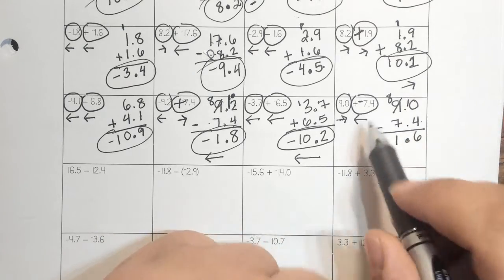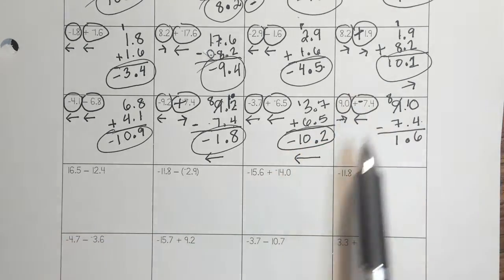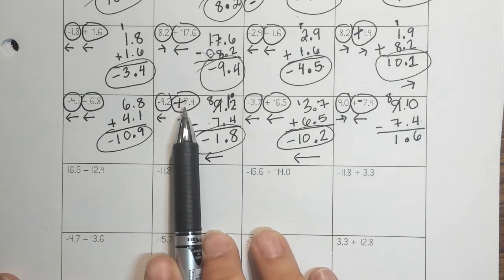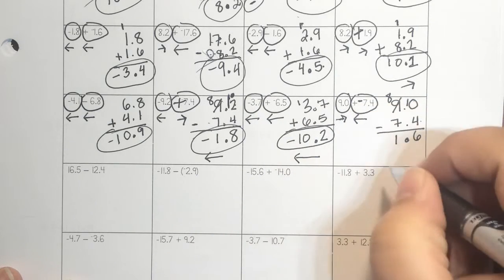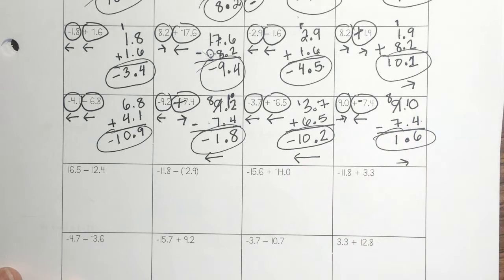Drop the decimal. Those arrows were pointing different directions. We were going 7.4 left, but 9 to the right. So we had more going to the right, which means our final direction is going to the right. So this is a positive 1.6.